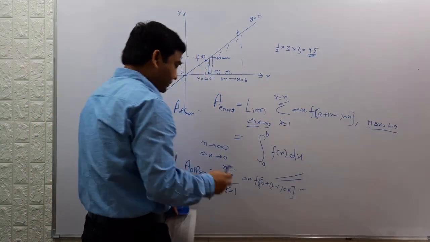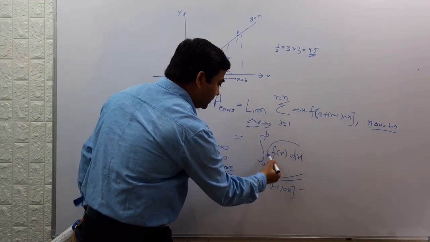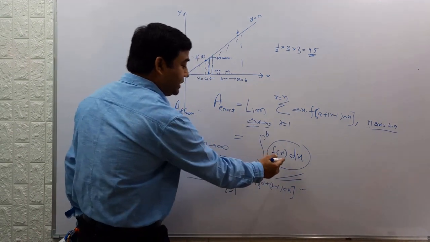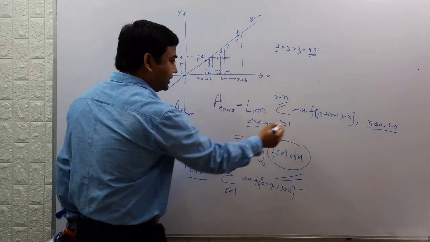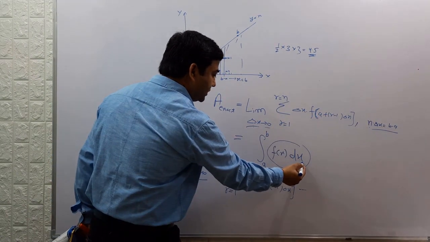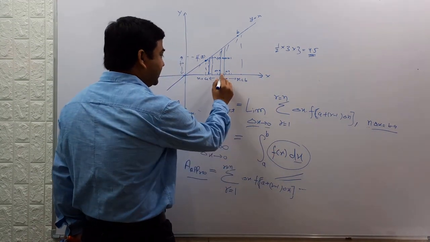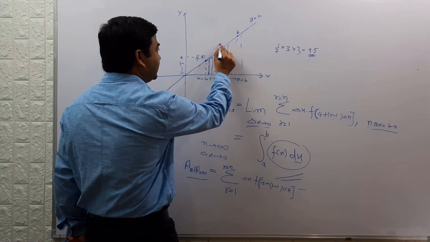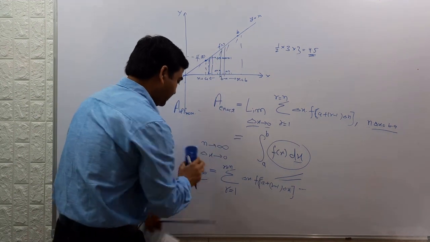Here you can see the general term. What is this? f(x) into dx. This is the area of a general rectangle. Here delta x, you can say dx, and the general height at a particular value of x is f(x). What is f(x)? So let us read it.